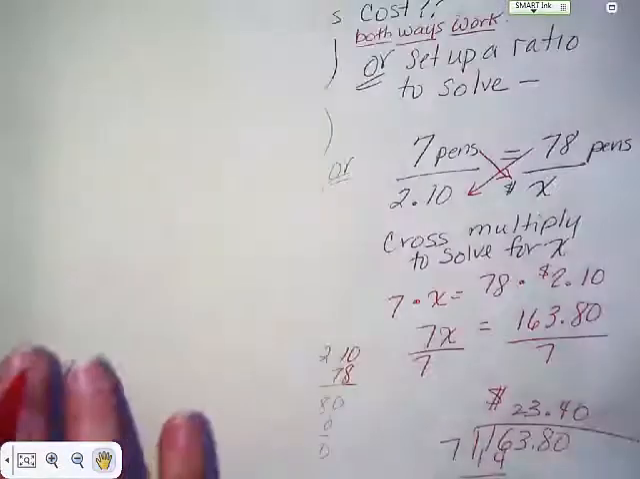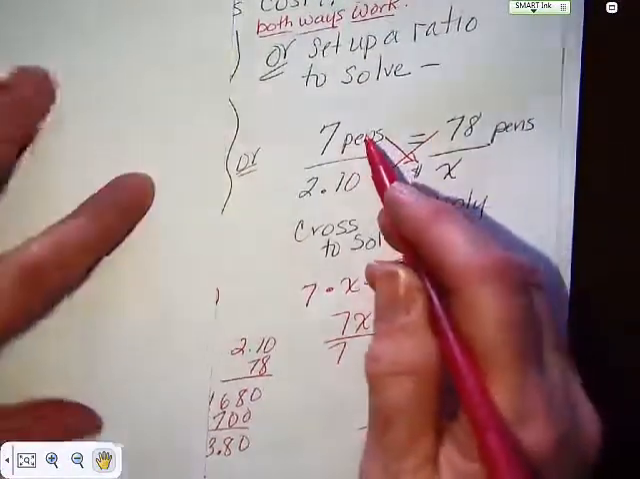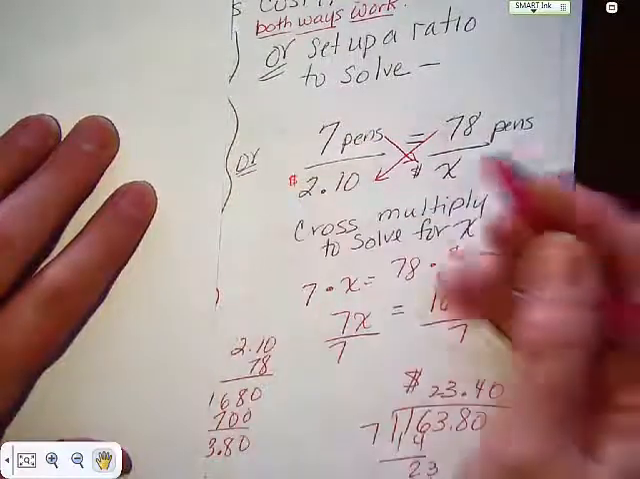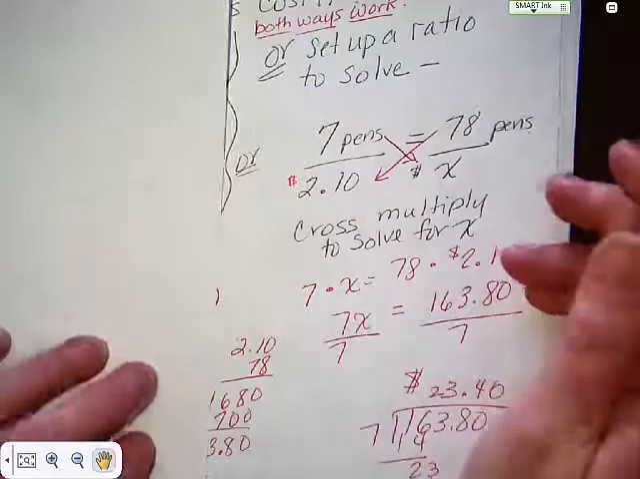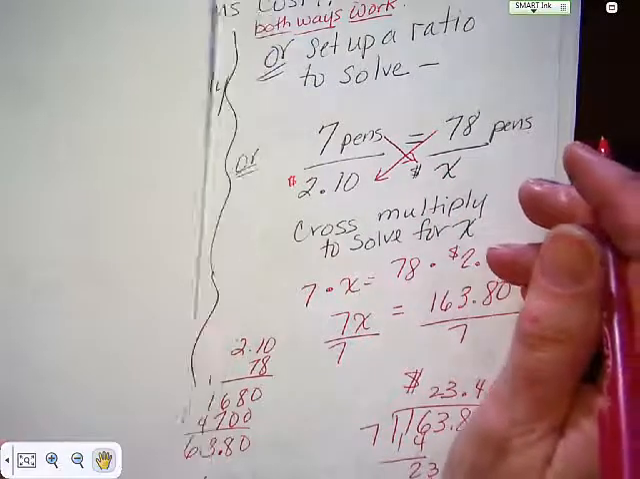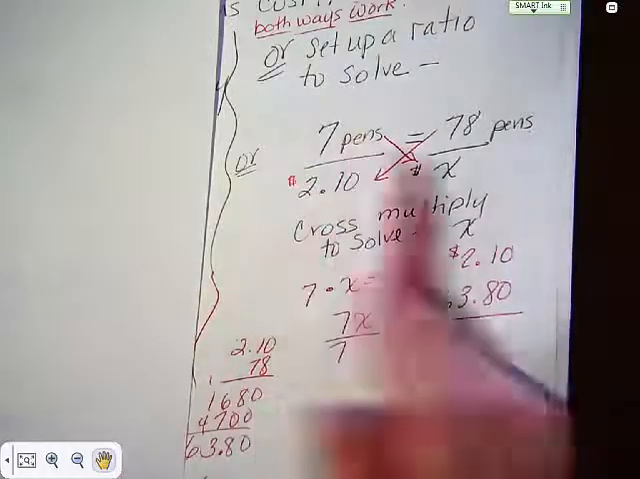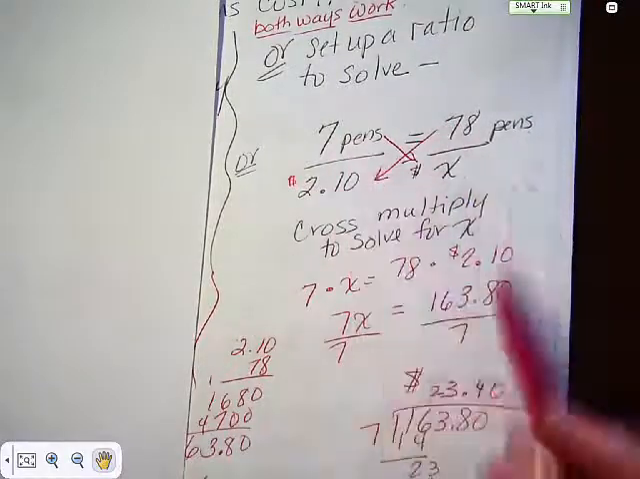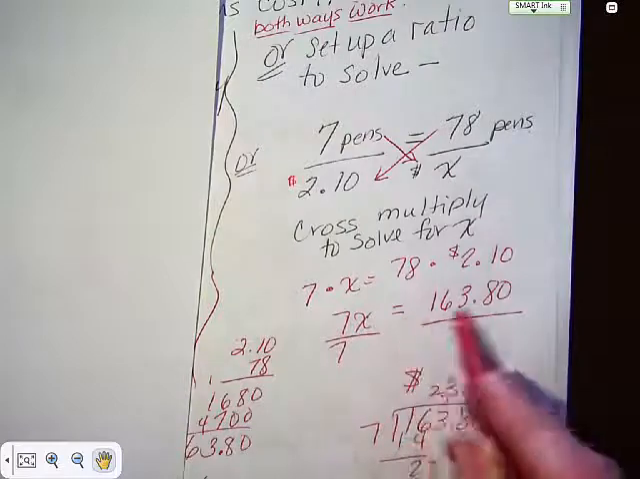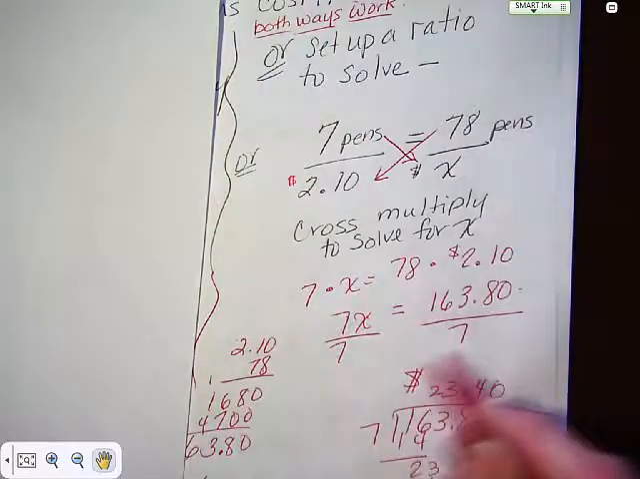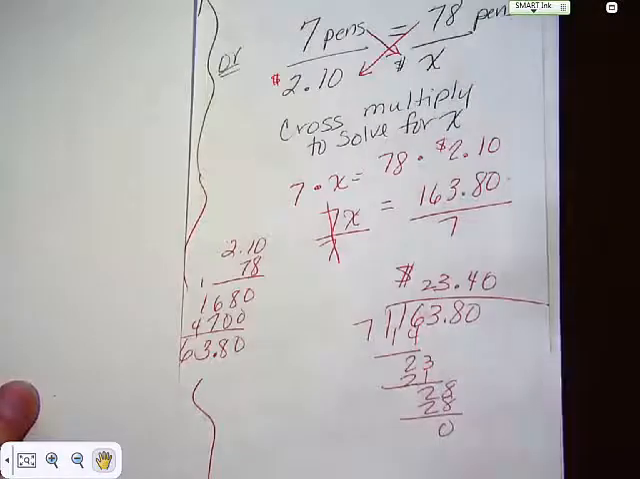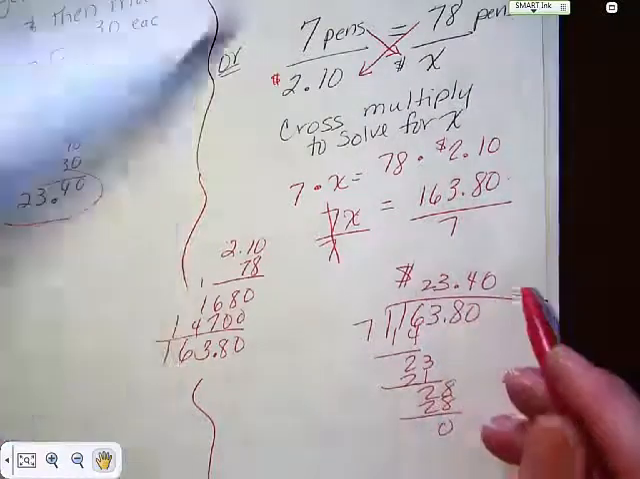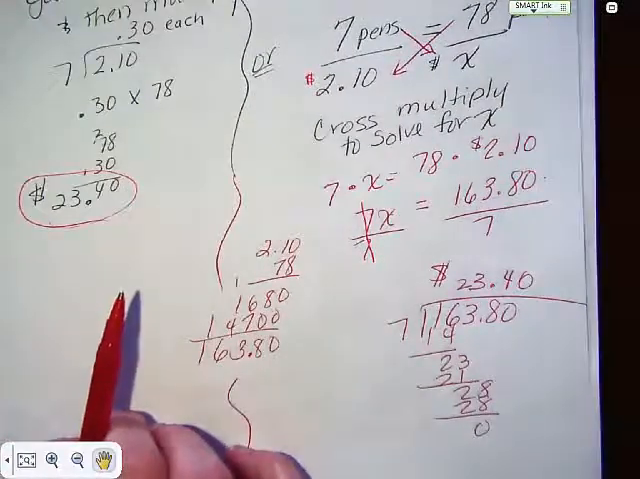The other way to do it would be to set it up in a ratio. 7 pens cost $2.10. 78 pens cost X dollars. We would do as we've done before. We would cross multiply. 7X equals 78 times 2.10. 7X equals 163.80. Divide both sides by 7. And guess what? You get 23.40, which incidentally was the same as we got over here.